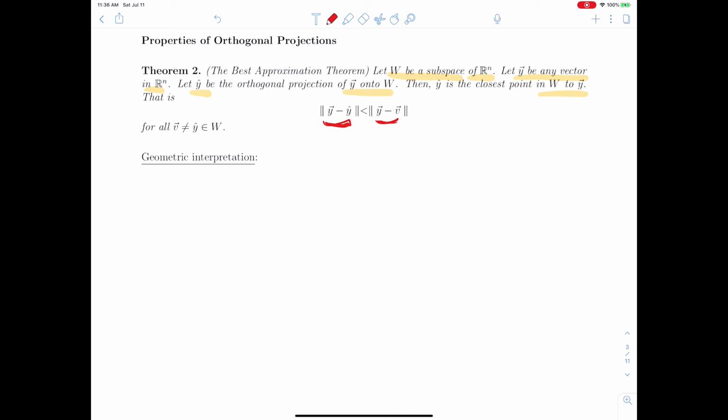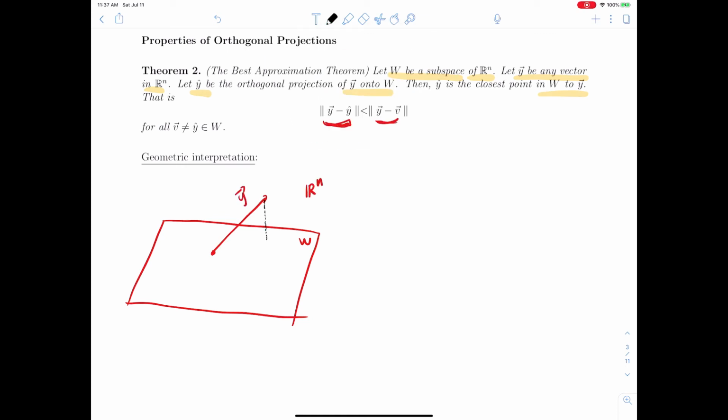given subspace W. So geometrically, if you have a space W over here, and you take a vector y that belongs to Rn, and let y hat be the orthogonal projection of y onto W, then whatever vectors you choose, for example, if you choose this vector v, you can see from the picture that the distance from y to y hat is smaller than the distance from y to v. This is way longer than the distance from y to y hat, right?